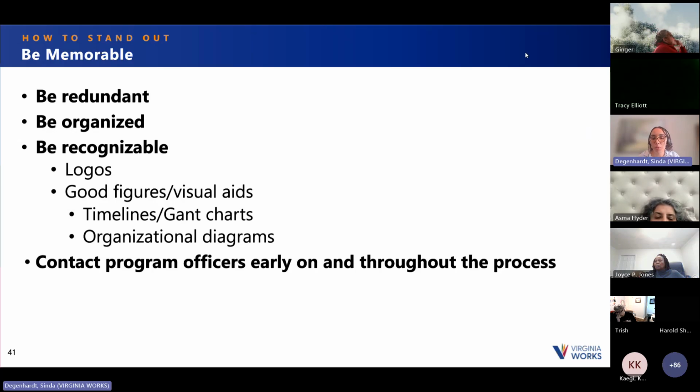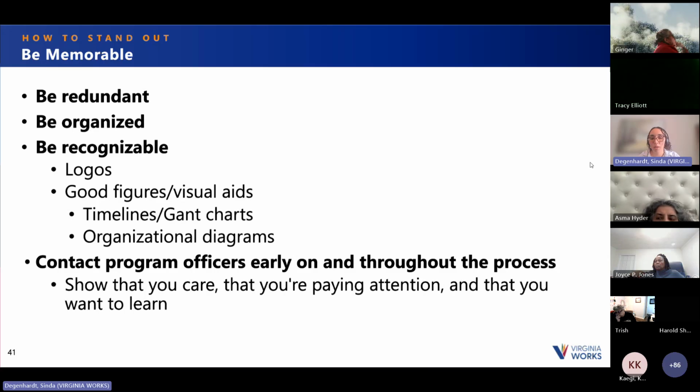You also want to contact your program officers early on and throughout the process. This really helps with being memorable. This shows that you care and that you're patient and that you want to learn. Contact them early on, ask for help, approach them from the perspective of a learner, and have a positive attitude while you're doing this, and they will remember you and your application in a positive light. And it gives you an opportunity to actually learn from them, to get information while you're working on your application that might really help you. People want to work with interested people.